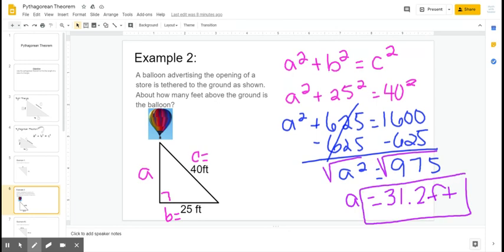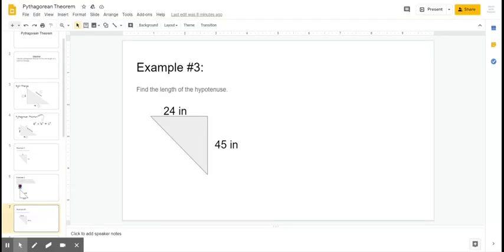All right. So in our next example, we have another right triangle. Let me draw in the box here and we'll get started. So A and B are your legs. This is A, this is B, and then C is the hypotenuse. So A squared plus B squared is equal to C squared.